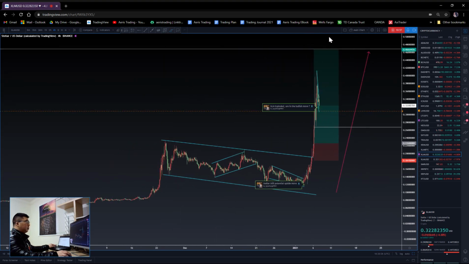Okay, everyone. So that is my take on bullish or bearish flag continuation structure.